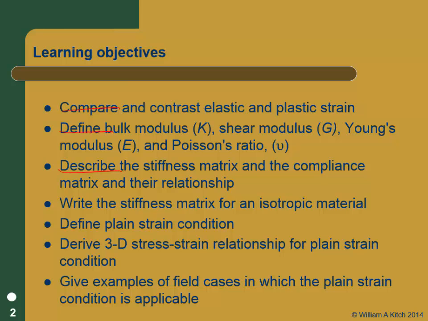I expect you to be able to write the stiffness matrix for an isotropic material. We're going to talk about what that means. Plane strain conditions are really important. You need to be able to define what plane strain conditions are. And then you need to be able to derive, but that also means simplify, our three-dimensional stress-strain relation when it's in plane strain. Because plane strain is a three-dimensional stress-strain state, but it's a simplified one, and the matrix gets a lot smaller. And then be able to explain why we use plane strain conditions anyway, because there are a lot of cases where it's a good model for soils.